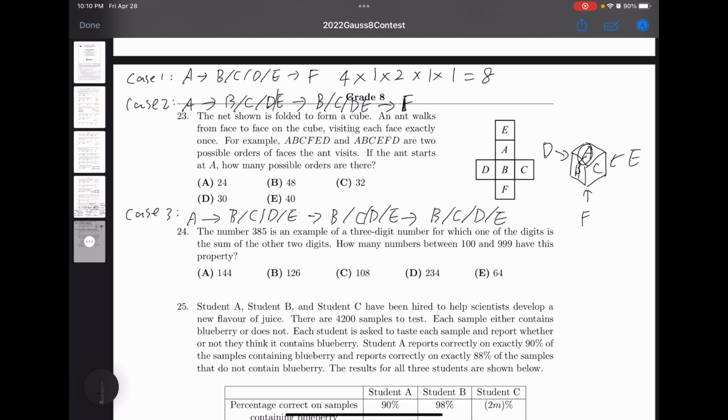And for case 2, it would have 4 options for the first step, and then 2 options, and then 1 times 2 times 1, which gives us 16. And for the third case, it's the same. So we would have 4 times 2 times 1 times 2 times 1, which is 16 as well. Therefore, if we add them together, we will get 32 plus 8 equals 40. Therefore, the correct answer is E.